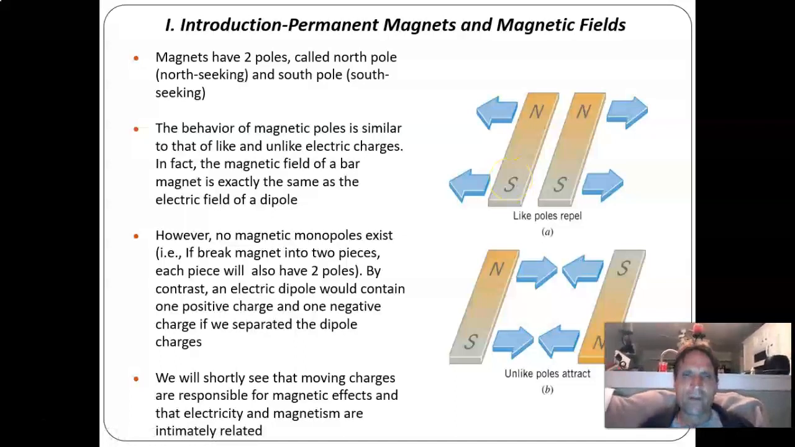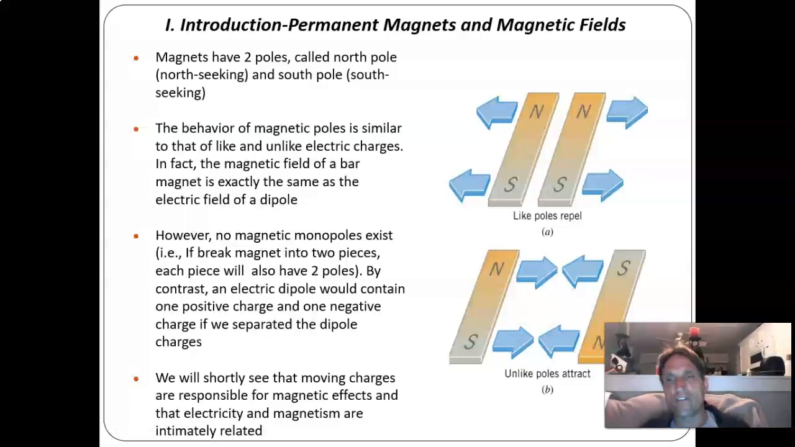We'll see in a little bit that the source of all magnetic effects is moving charges. So moving charges create magnetic fields, and moving charges experience magnetic forces when they move in magnetic fields produced by other charges. So we'll see shortly that electricity and magnetism are intimately related.